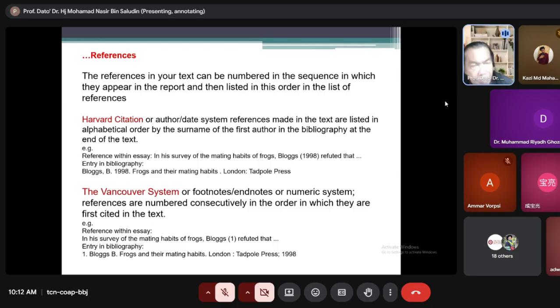Okay, the references in your text can be numbered in the sequence in which they appear in the report and then listed in order in the list of references. You can have APA, Harvard citation, Vancouver system, footnote, but based on the guidance for preparing the thesis by CEPOS, Center of Postgraduate. Try to get it from Professor Dato Zul. Dr. Zul is on leave today.